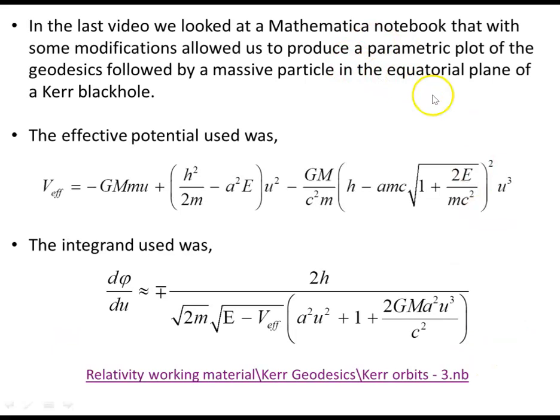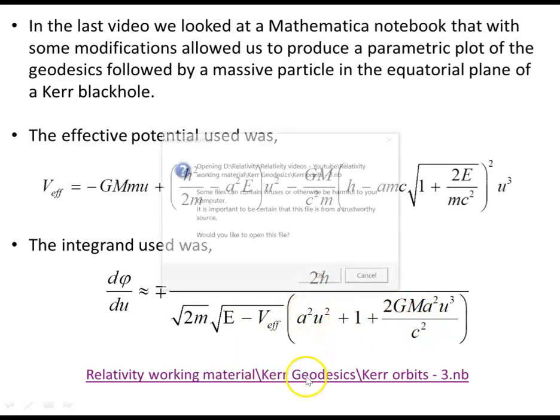All right, so in the last video, we looked at the Mathematica notebook with some modifications. I went through what those modifications were and then used that to produce a parametric plot of the geodesics followed by a free massive particle in the equatorial plane of the Kerr black hole. So the effective potential used was this one. How I derived that is all in the previous video. The integrand was this one, this object here on the right. We use a notebook to integrate this integrand. How I arrived at this is all in the previous video.